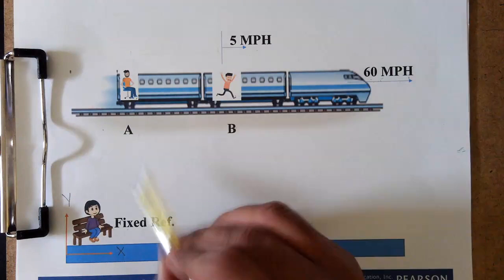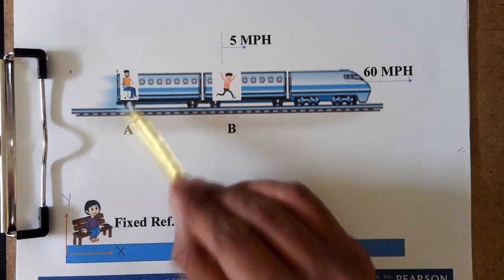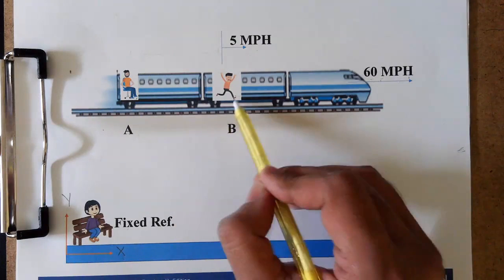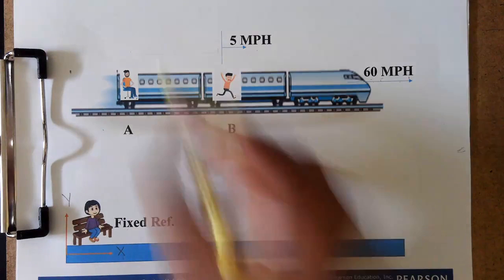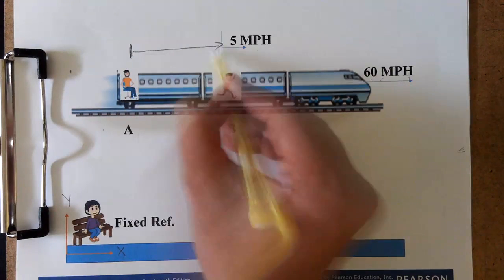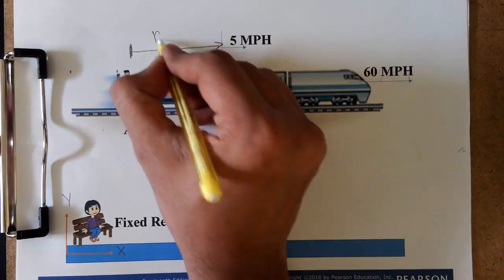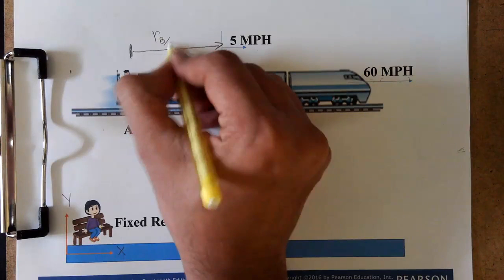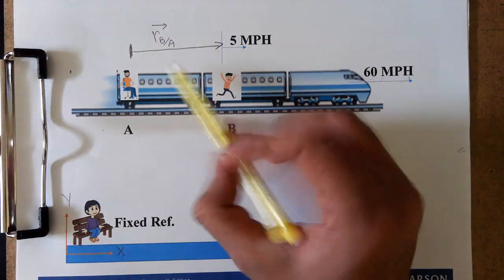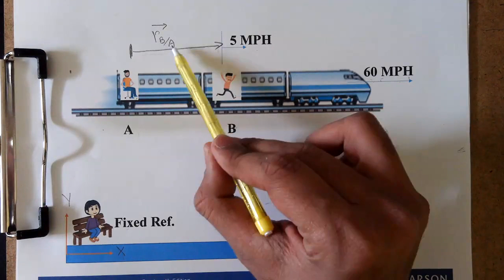So consider two persons, A and B, on the train. Person A does not move relative to the train, so his speed is 60 miles per hour. Person B runs inside the train, so his position can be defined relative to person A. If person A observes person B, then the position of B relative to A can be defined using this position vector. You are familiar with this notation: this is the position of B with respect to A.